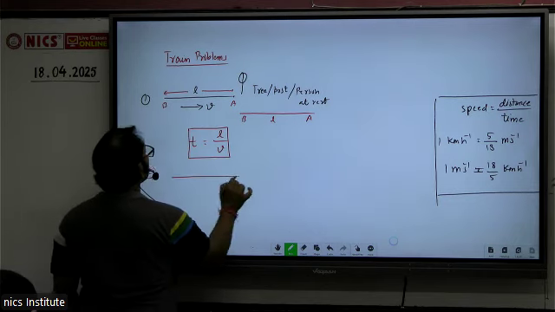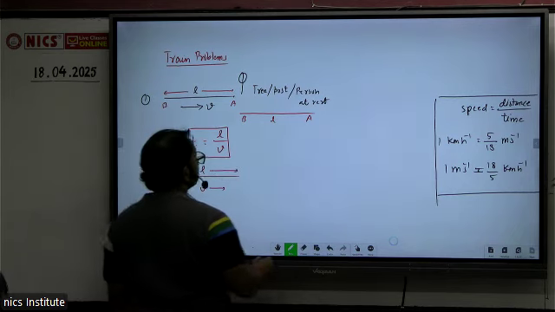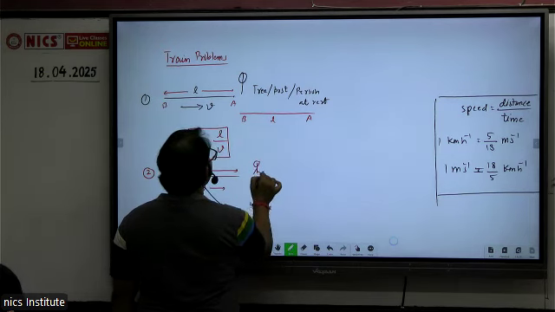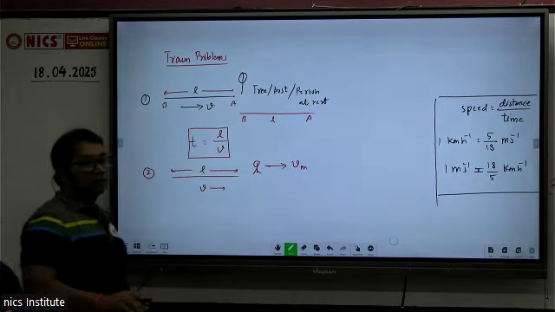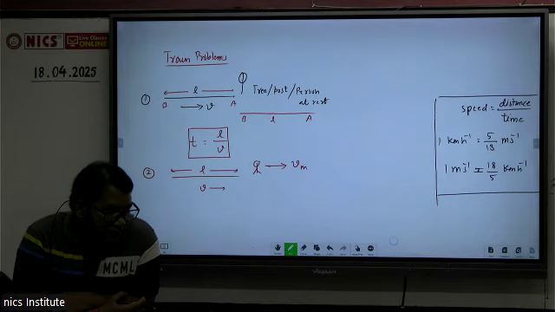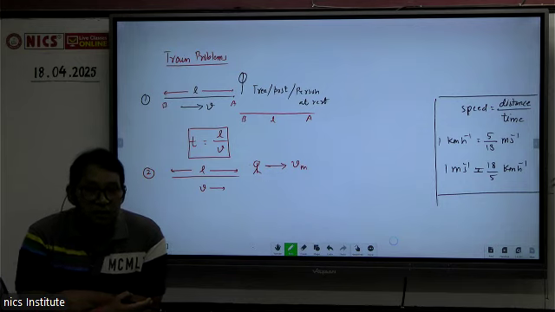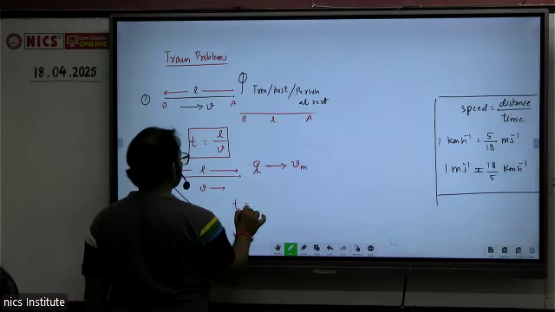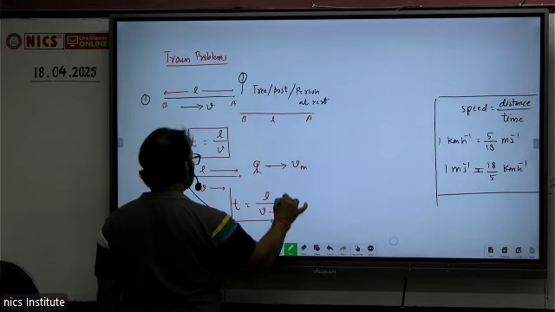Second situation. The second situation, we have this person running in the same direction as the train, but not on the same track. How much time will it take to cross the person? In the same direction, velocities are subtracted, right? So this time taken would be more. L divided by V minus Vm. And of course, V is more than Vm.